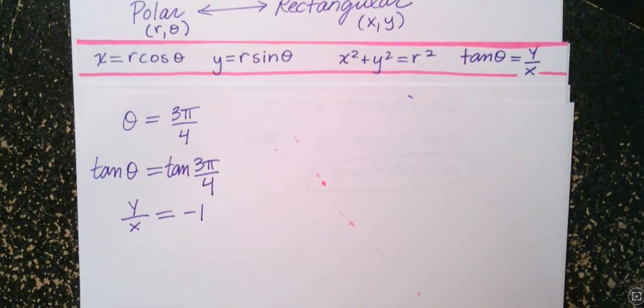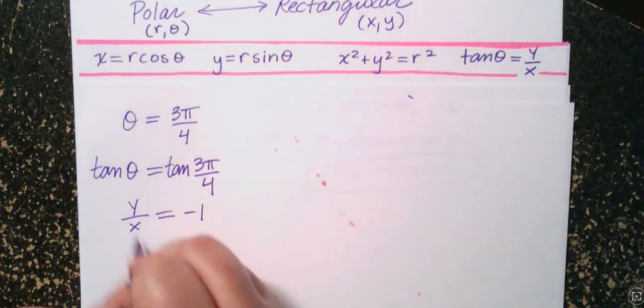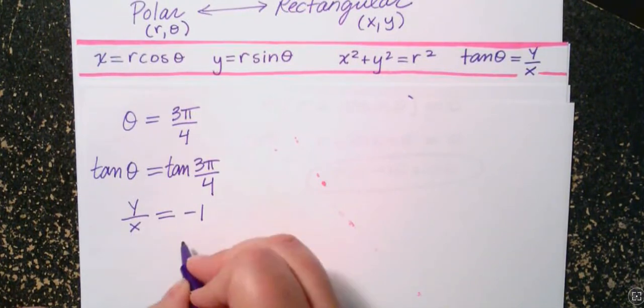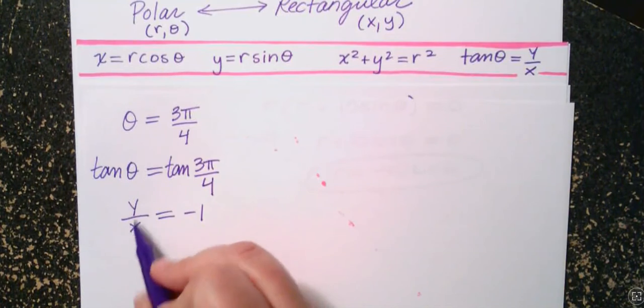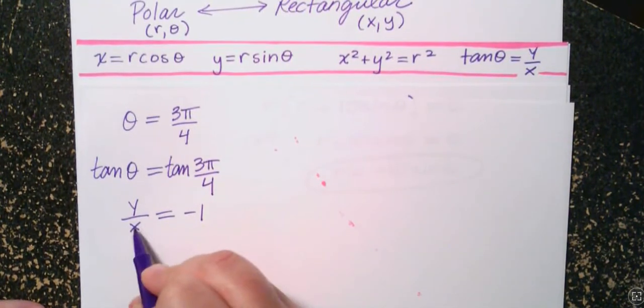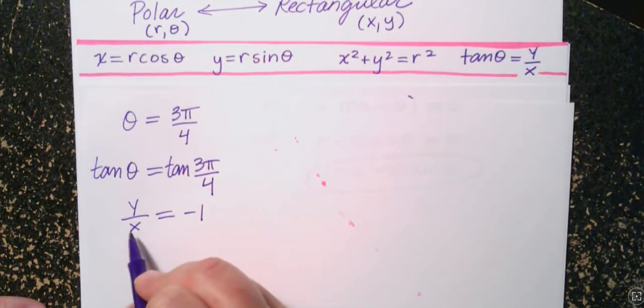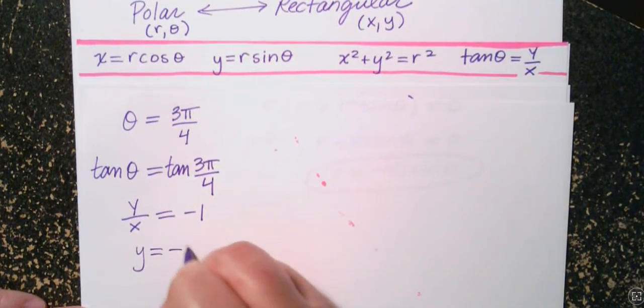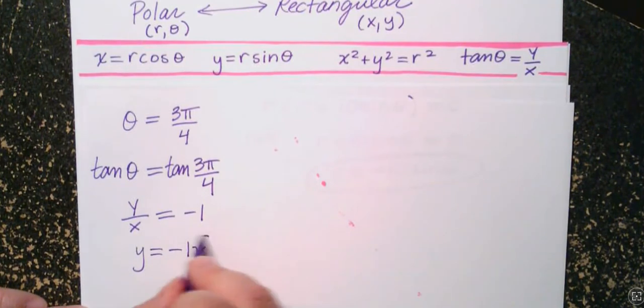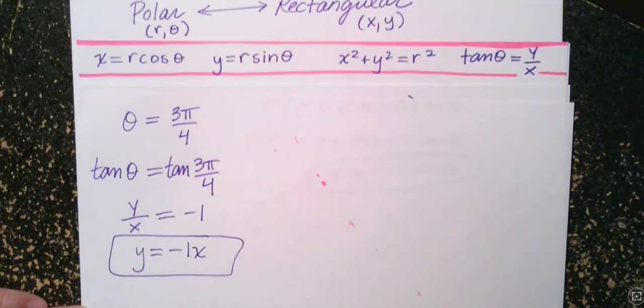And then just like I said a second ago with r, we like to get r alone. Well, when we're solving linear equations and we have an x and a y, we tend to like to get y alone. So that's what we're going to do here. And really, if the x was on top, we would get x alone. We just want to get this out of the denominator. It's always going to be y on top then. So multiply both sides by x, and we get y equals -1x. And that is a rectangular equation.